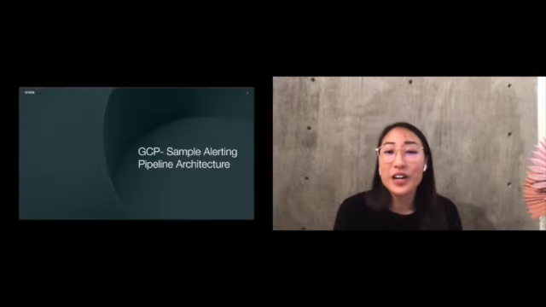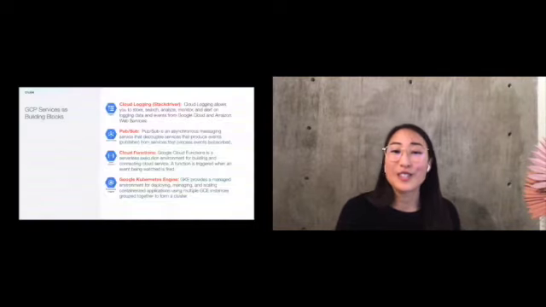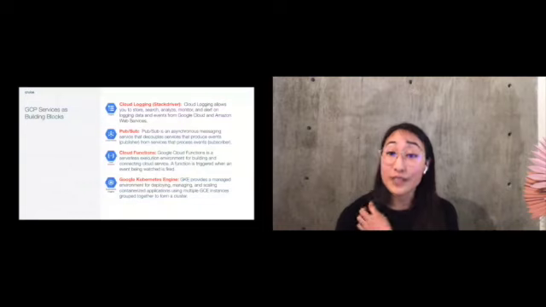Okay, so now I'll jump into the first sample alerting pipeline architecture, which is based in Google Cloud Platform. Since not everyone may be familiar with GCP, I wanted to briefly go over each service component that we'll be using in the sample pipeline.